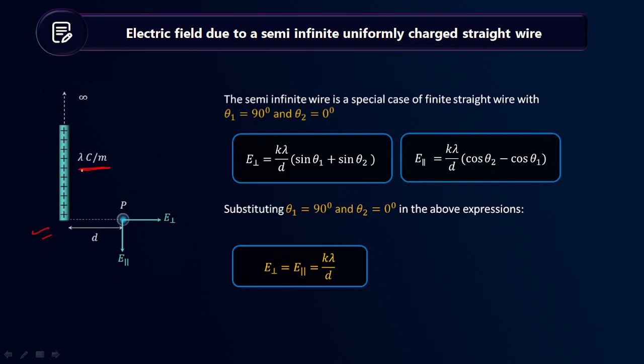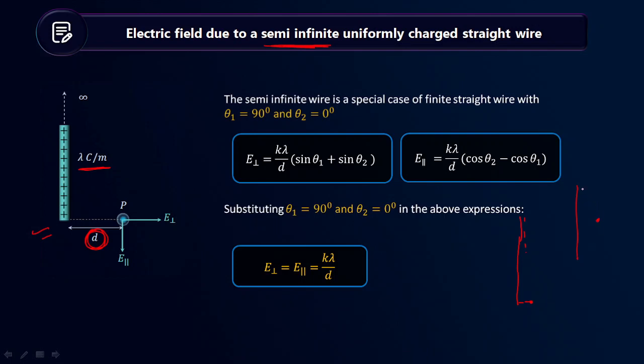When we say semi-infinite, what does this mean? Semi-infinite means we know one end of the rod, but we don't know the other end of the rod. Suppose this is one rod, and at this point we want to find the electric field. From this end it is very close, but from the other end it is very far away. So we can consider this as a semi-infinite wire. The length of the wire is very large compared to the separation of the point from the wire, and one end is known or closer to the point.